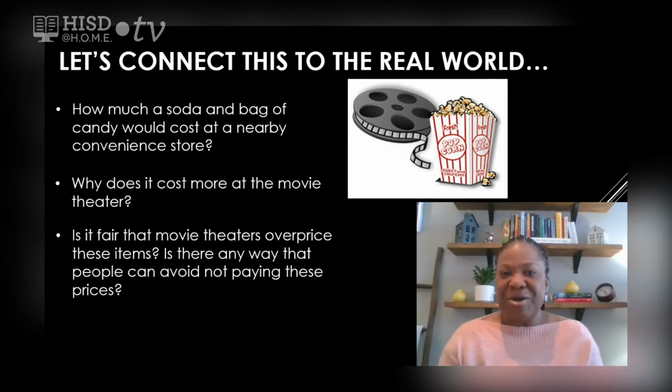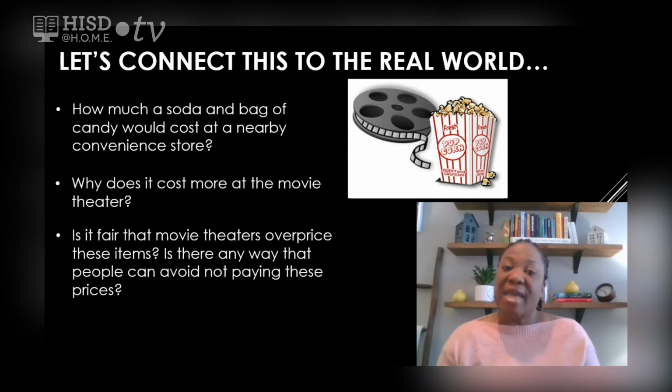But you only have so much money on you. Did you even think that the movie popcorn and the movie soda that you're going to buy might be 2 or 3 times as much as it would if you were to go to a regular store? Have you thought about how much it's going to be and how much it would cost at that convenience store across the street? And why does it cost more at the movie theater? Here's another question. Is it even fair that theaters overprice these items? Is there a way that people can avoid paying these prices?